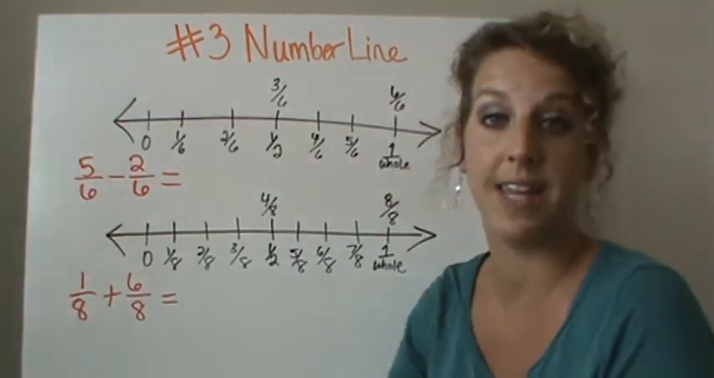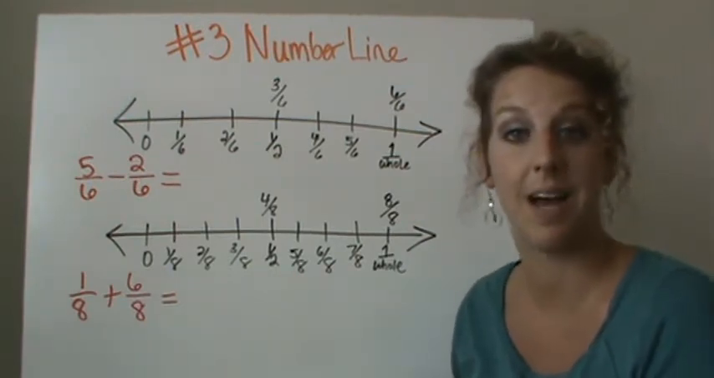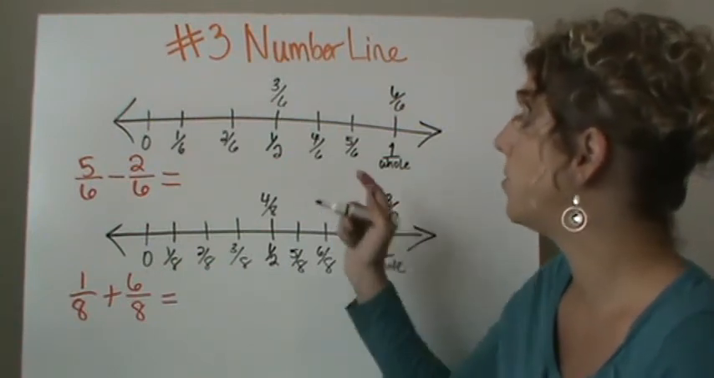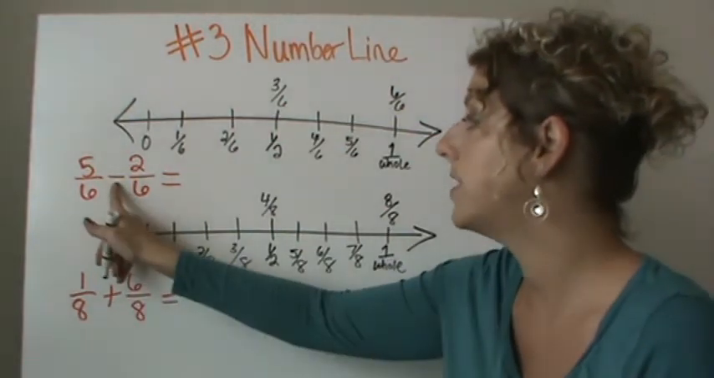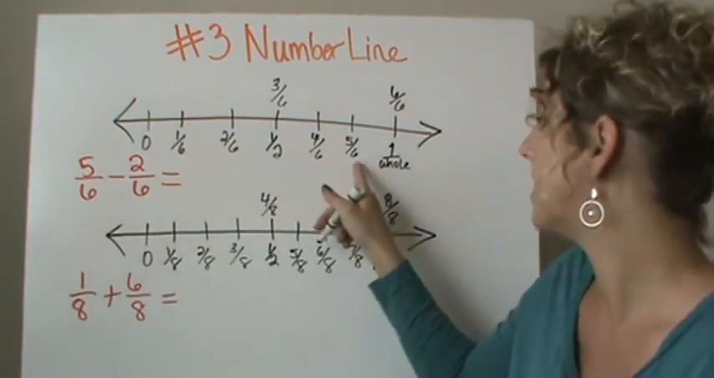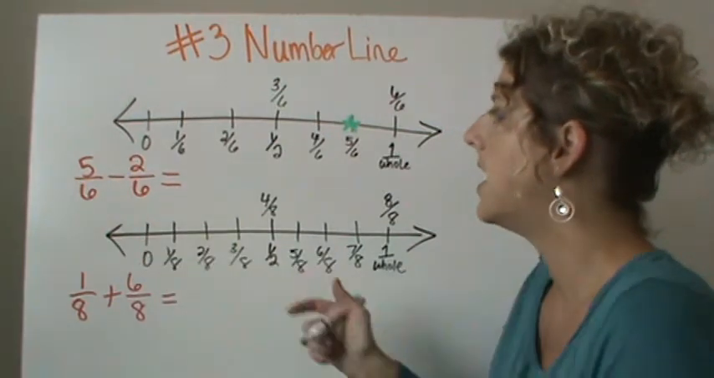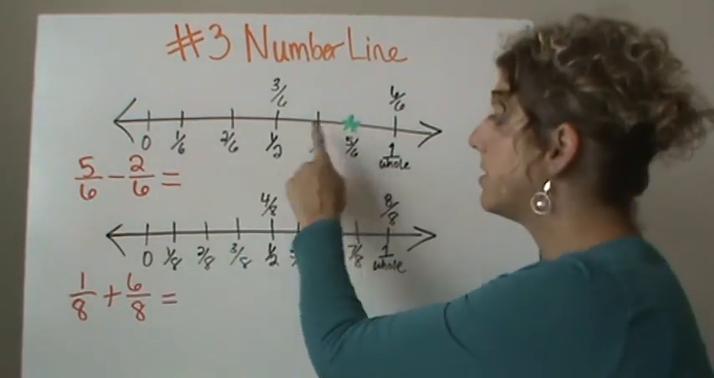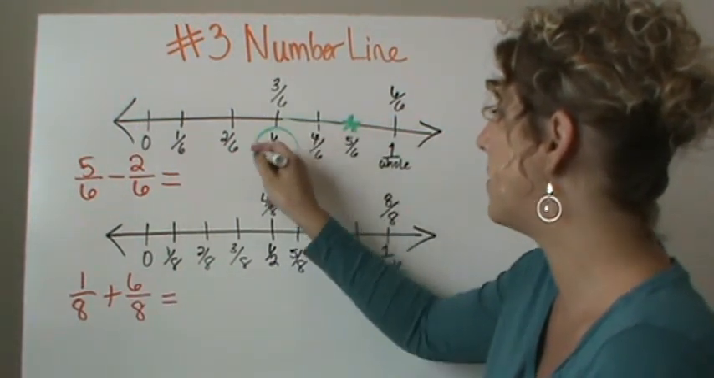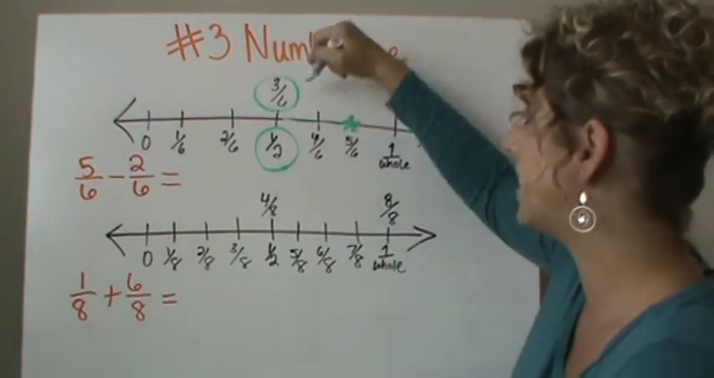A third strategy that we can use to add or subtract fractions that have a common denominator is our number line. We can use our number line to add or subtract fractions. So for this one, the operation tells us to subtract. We're going to start with 5/6. Here it is. We're going to subtract 2/6. Now I'm not going to go all the way over to 2. I'm just going to go back 2 spaces. So 1, 2. And that would be what we call half, or what is equivalent to half, 3/6.